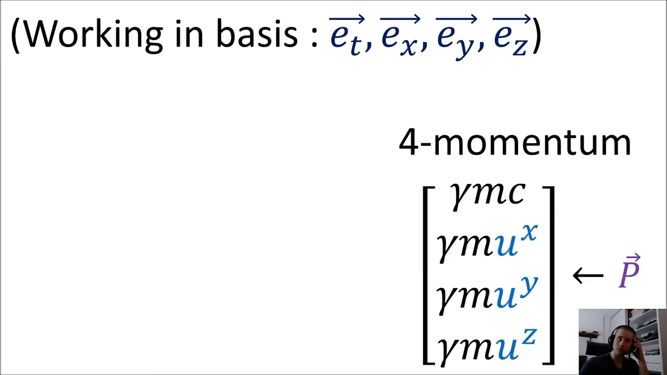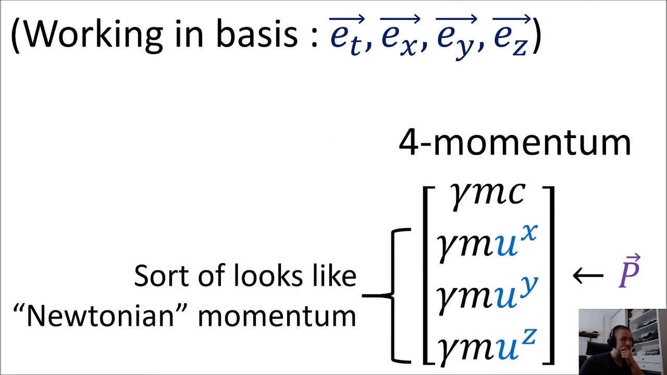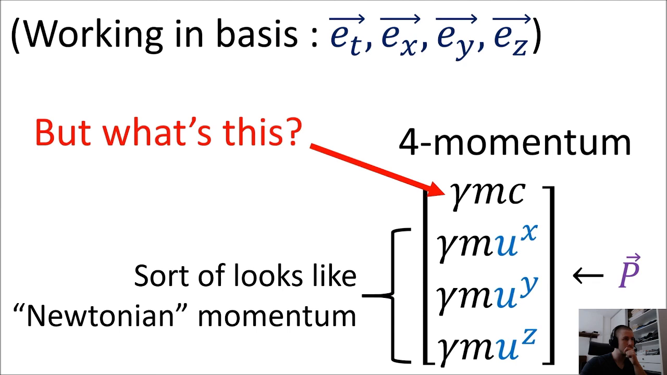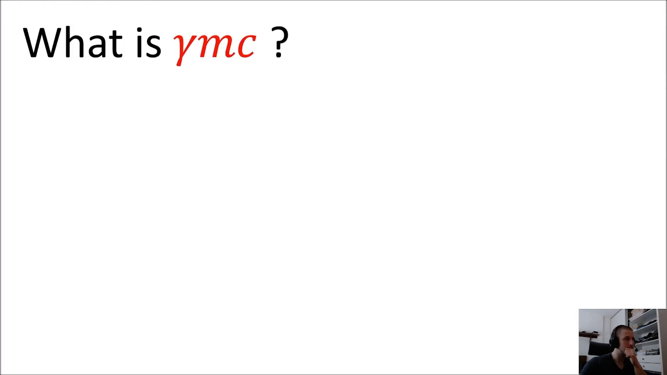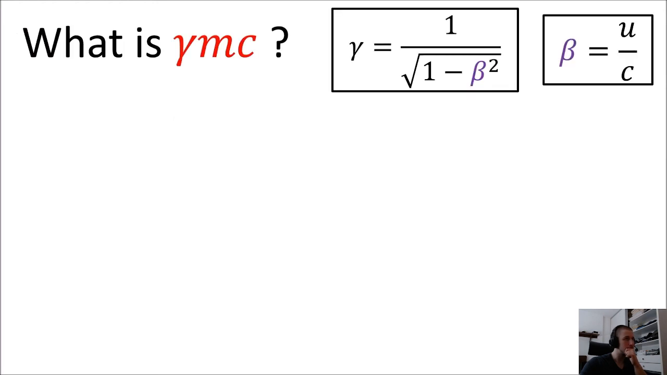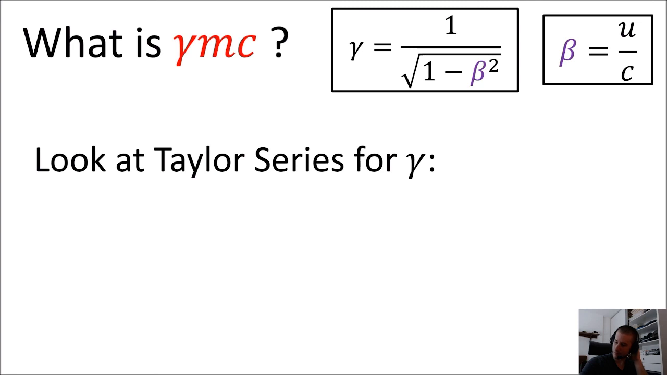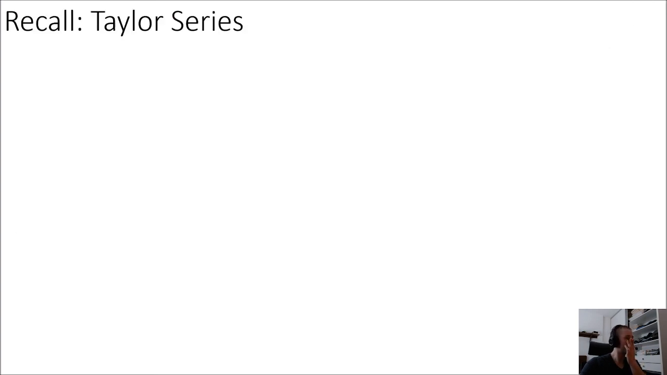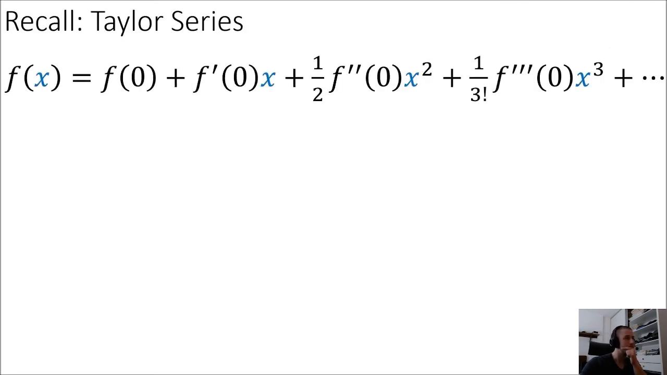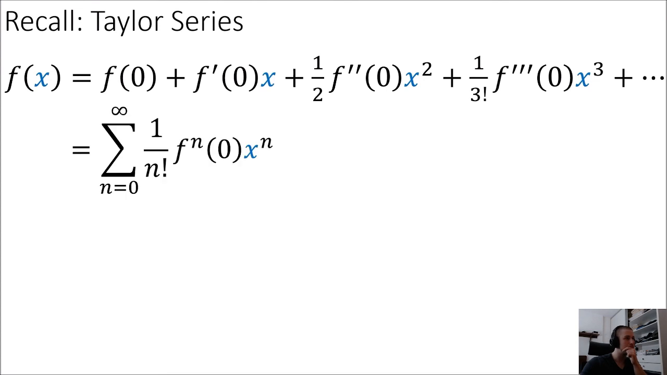So looking again at the 4-momentum components, the spatial components of the 4-momentum look pretty familiar. They are just the Newtonian momentum, mass times velocity, but multiplied by the gamma factor. However, the time component of the 4-momentum, gamma times mass times the speed of light, looks more mysterious. To understand what gamma times m times c is, we're going to have to expand gamma as a Taylor series in terms of beta. Recall that the Taylor series of a function f of x is an infinitely long polynomial in x that approximates f of x.